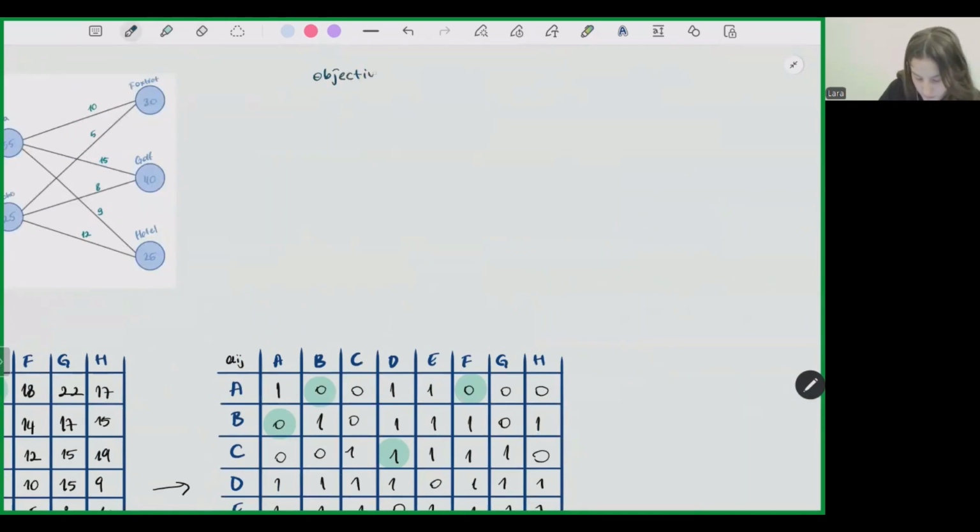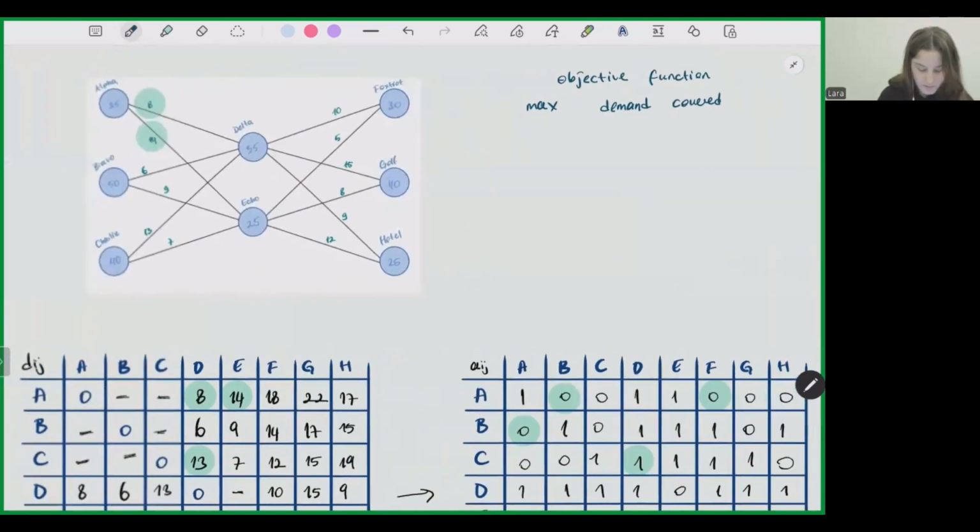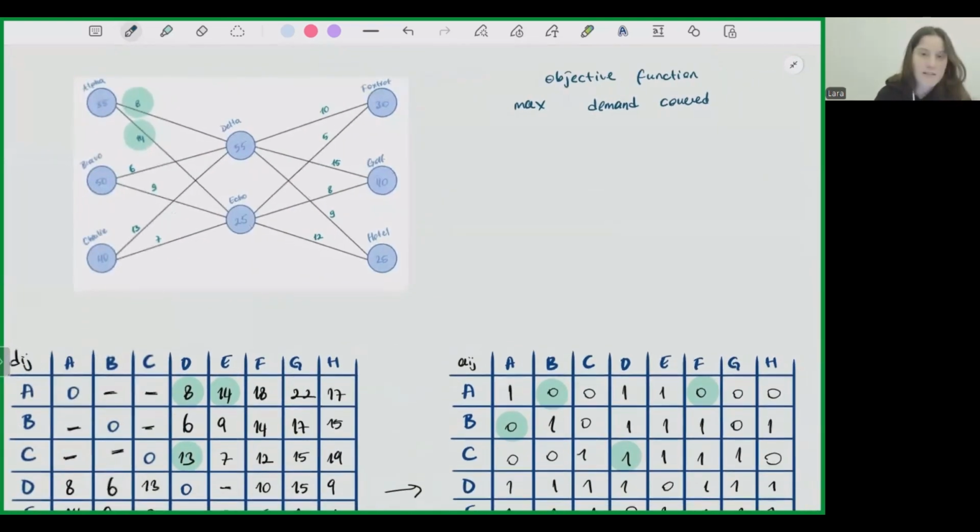Objective function. So what is our objective in this question? We have to maximize the demand that is covered. So, what are we going to maximize? Demand covered. Okay, so I'm going to write this in the open form. Let's look. Node A has a demand of 35. I'm going to multiply this because I have to think: is this covered or not? If it is covered, the demand 35 is going to be covered as well.